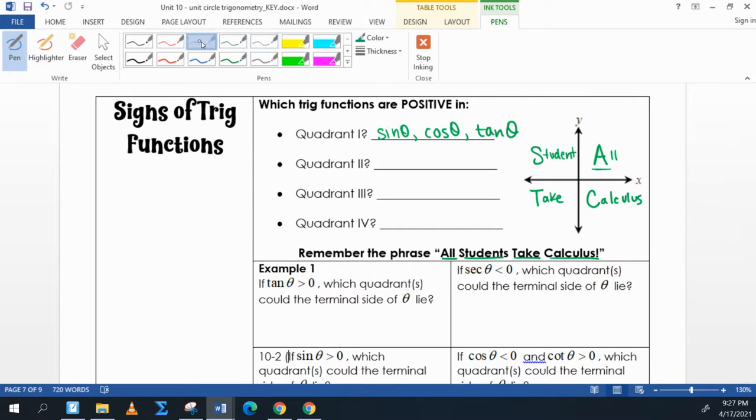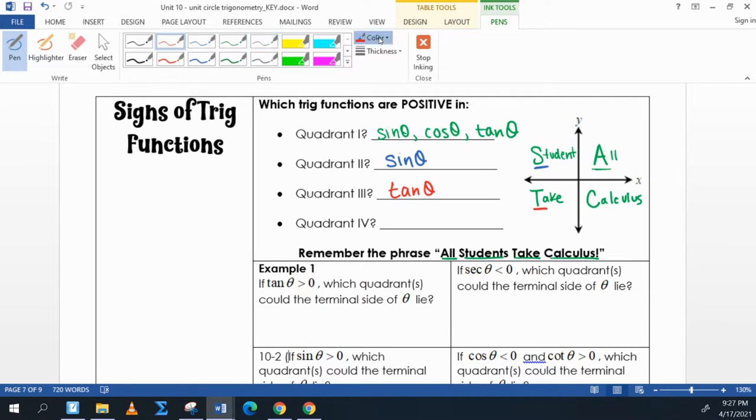Okay, quadrant 2, notice students starts with an S, so does sine. So the sine and its reciprocal, the cosecant, are the only trig functions that are positive in quadrant 2. Quadrant 3, only the t or the tangent is positive. So the sine and the cosine are negative in quadrant 3. Only the tangent is positive.